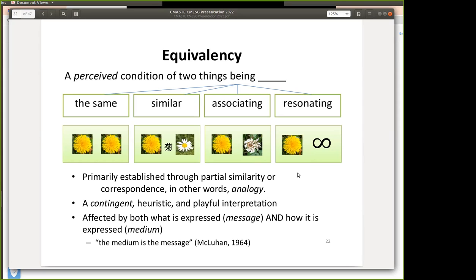Equivalency is a concept primarily established through partial similarity or correspondence, in other words, analogy. And it's a contingent, heuristic, and playful interpretation. So it's pretty individual, and it changes over time too. And it's affected by both what is expressed, which is the message, and how things are expressed, which is the medium.